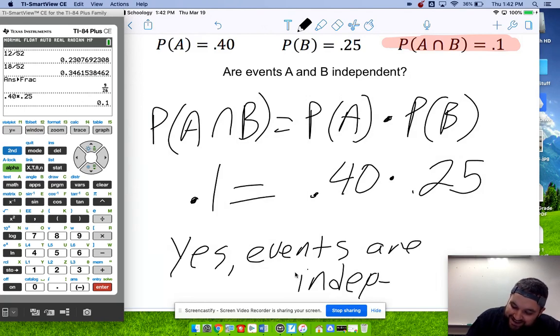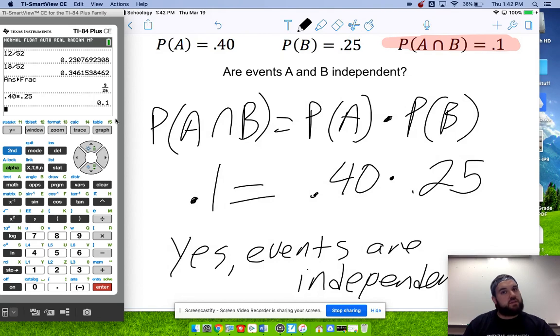If I got anything other than 0.1 in the calculator, the second that this value 0.1 doesn't match that value in the calculator, then you know that they are not independent, or you can just say they are dependent events.